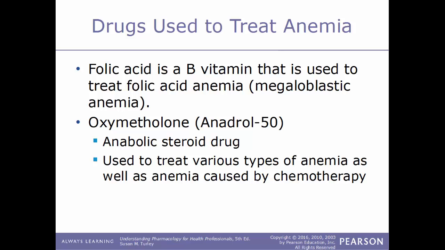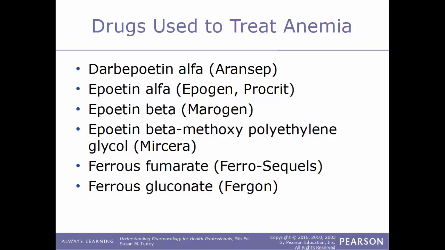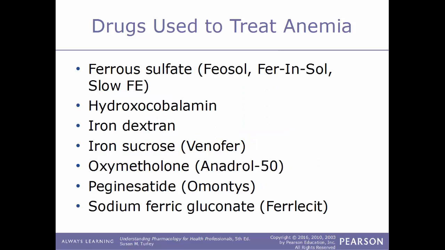There are some examples of this type of drug: Aranesp, Epogen or Procrit, Mircera, epoetin beta methoxy polyethylene glycol, also known as Mircera, ferrous fumarate, also known as Ferro-Sequels, ferrous gluconate, also known as Fergon. Some other examples that would be in its class of drugs: ferrous sulfate, also known as Feosol or Fer-In-Sol or Slow Fe, hydroxocobalamin, iron dextran, iron sucrose, also known as Venofer, oxymetholone, also known as Anadrol-50, peginesatide, also known as Omontys, and sodium ferric gluconate, also known as Ferrlecit.